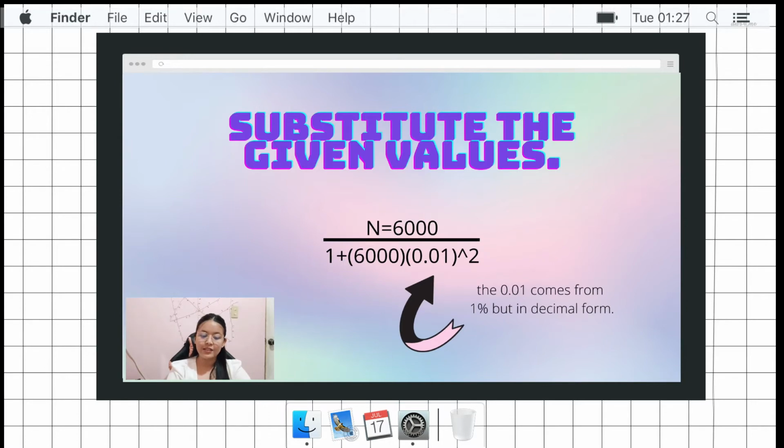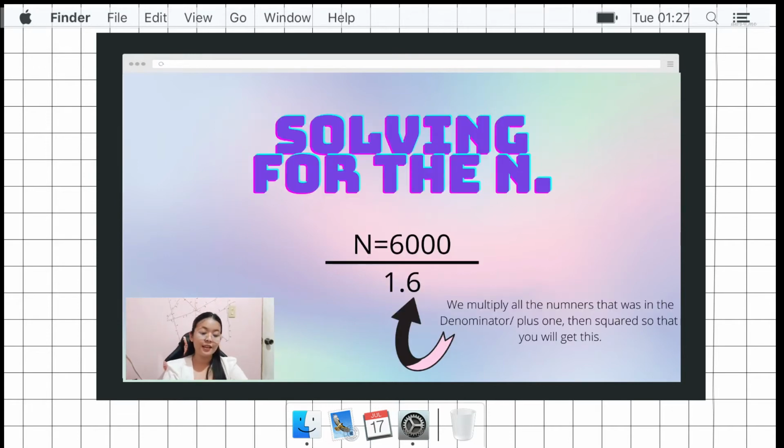The next step is to substitute the given values: 6,000 over 1 plus 6,000 times 0.01 squared. The 0.01 comes from 1% in decimal form. This is solving for n: 6,000 over 1.6. We multiply the numbers in the denominator, plus 1, then squared, so that you will get 1.6.